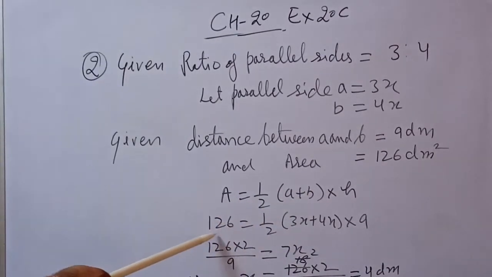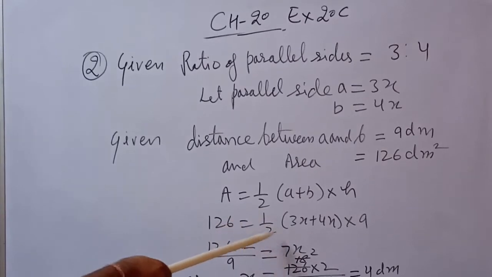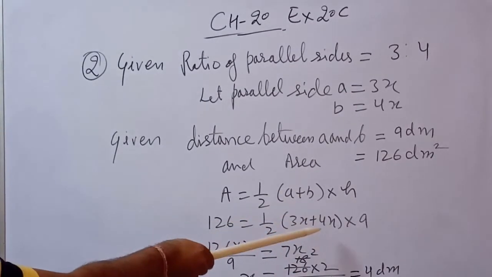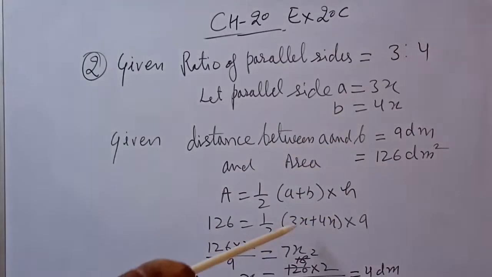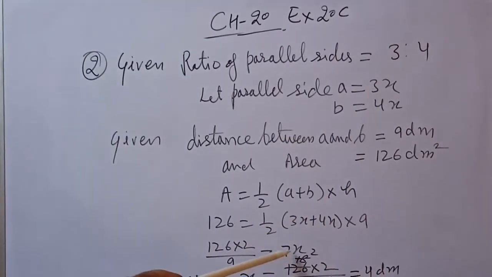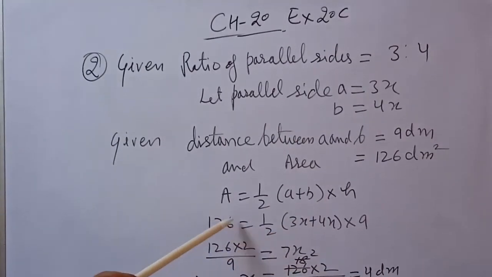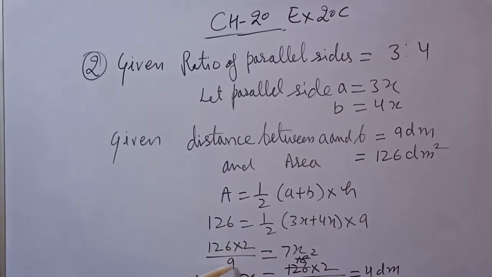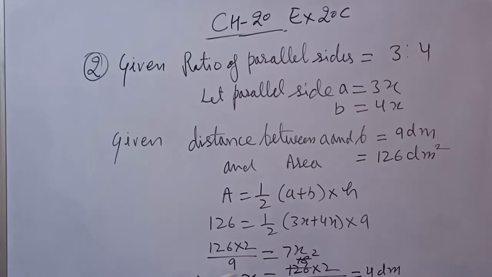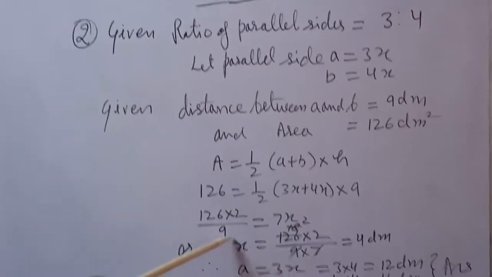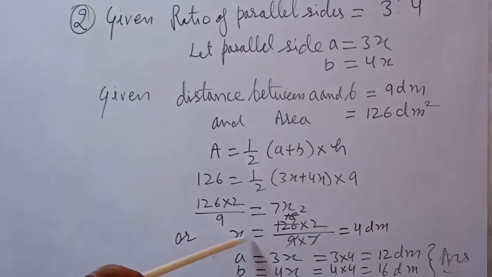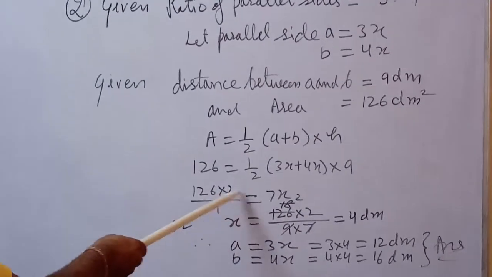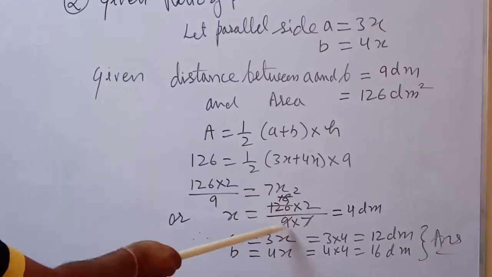Put the values: 126 equal to 1/2 into (3x plus 4x) into 9. So 3x plus 4x gives 7x. The 2 will multiply to 126 and come to the left-hand side, and the 9 will divide 126. So we get the product of 126 into 2 upon 9, or we can say the 7 will come here in the denominator. So x equal to 126 into 2 upon 9 into 7.